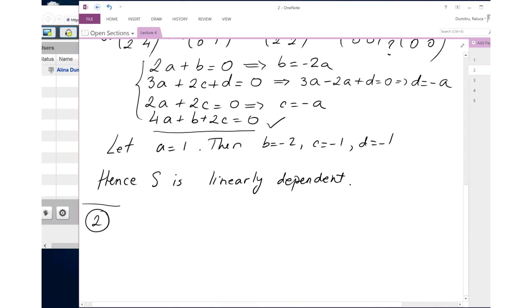By convention, the empty set is linearly independent. There is no way to find a linear combination of vectors in that set with non-zero coefficients, because there are no vectors in that set. Right? Great.